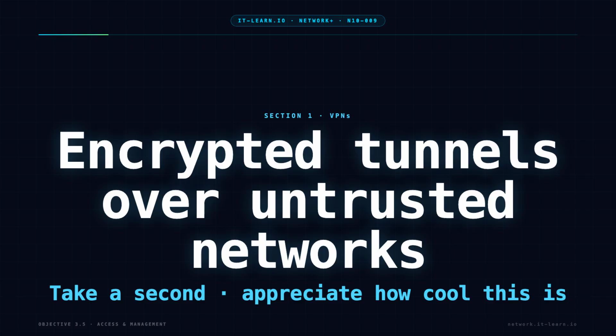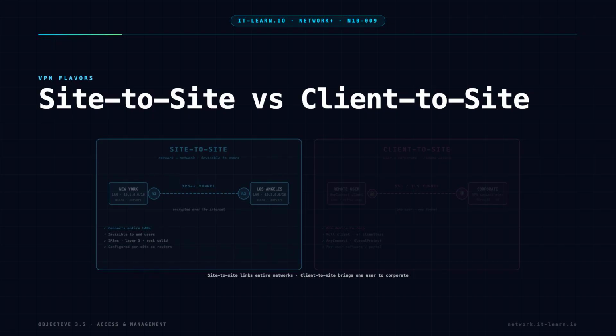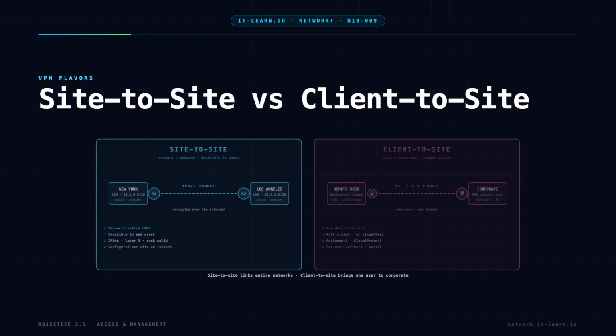A site-to-site VPN connects 2 entire networks. Imagine a company with an office in New York and another in Los Angeles. They set up a site-to-site VPN between the 2 edge routers, and suddenly, as far as any user on either end is concerned, those 2 offices are on the same network. Print to a printer in LA from your desk in New York? Works. Access a file server in New York from a laptop in LA? Works. The VPN is invisible, no software on the laptops. No login prompts. It just works because the tunnel is happening between the routers, not between the devices.